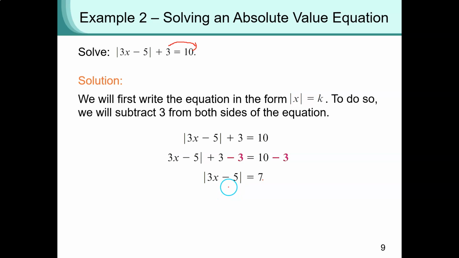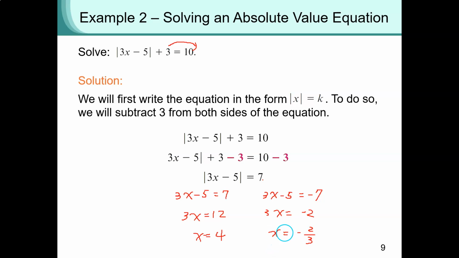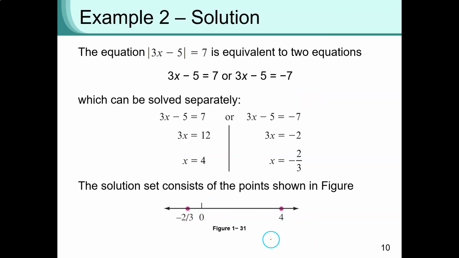From here, we separate this equation into two parts. One part would be 3x minus 5 equals 7. Another part would be 3x minus 5 equals negative 7. So from here, we solve for x. This is 12 for 3x, and this is negative 2. So x equals 4 or x equals negative 2/3. So you will have two solutions of this equation.